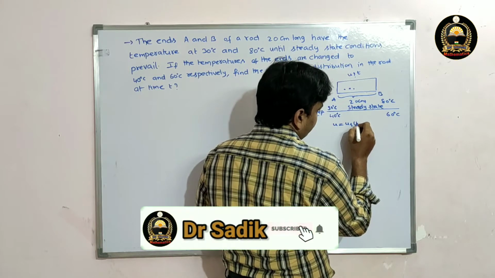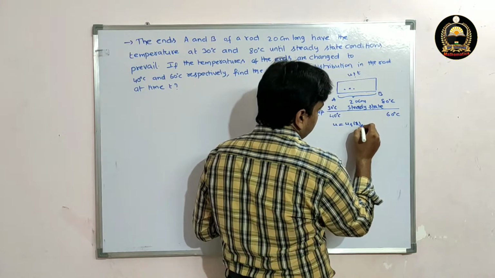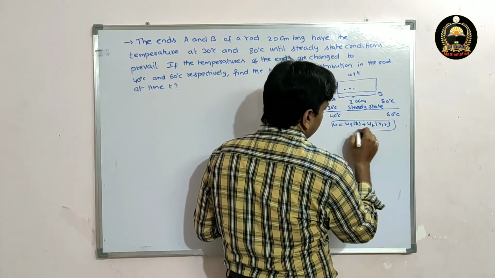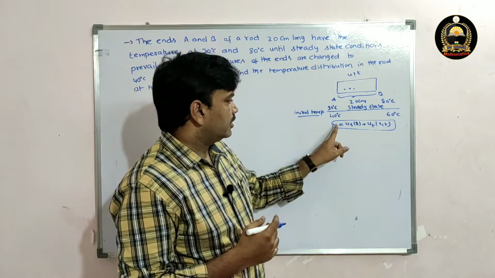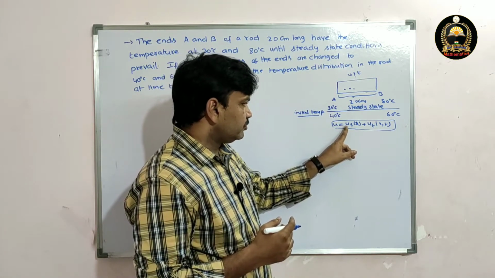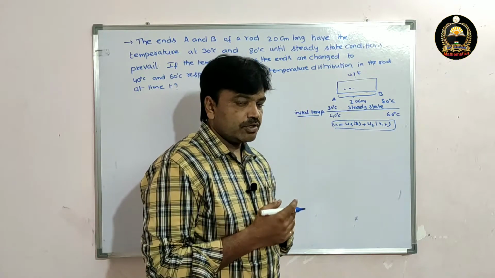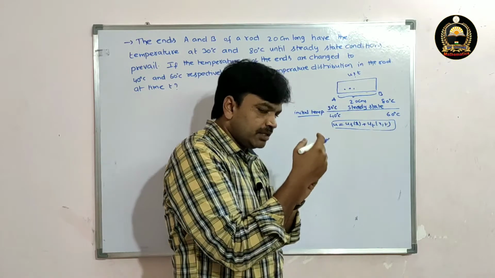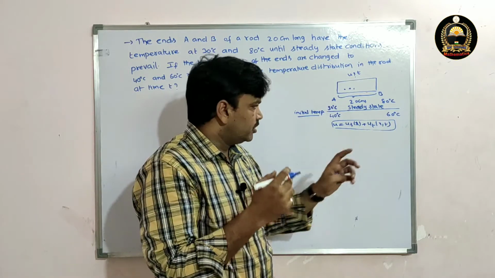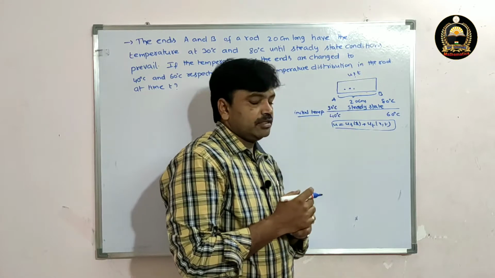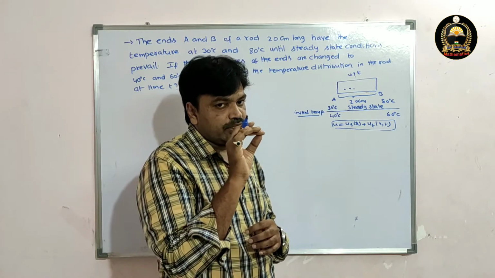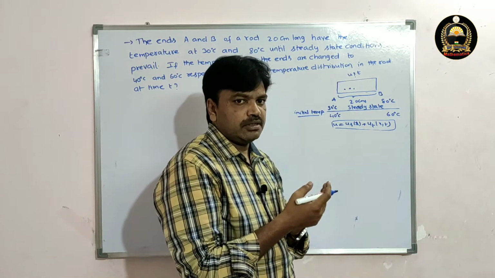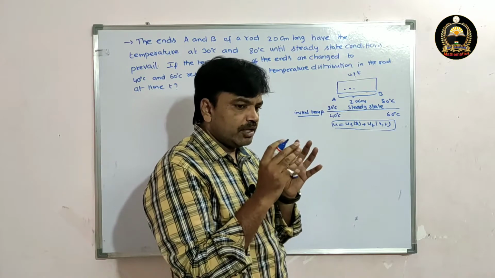U of x is equal to Us of x plus Ut of x comma t. There we can calculate the temperature. Us of x means, students, whenever you change the temperature to 40 degrees centigrade and 60 degrees centigrade, it again reaches steady state, students. That is why I mentioned Us of x, that means it is the steady state temperature.